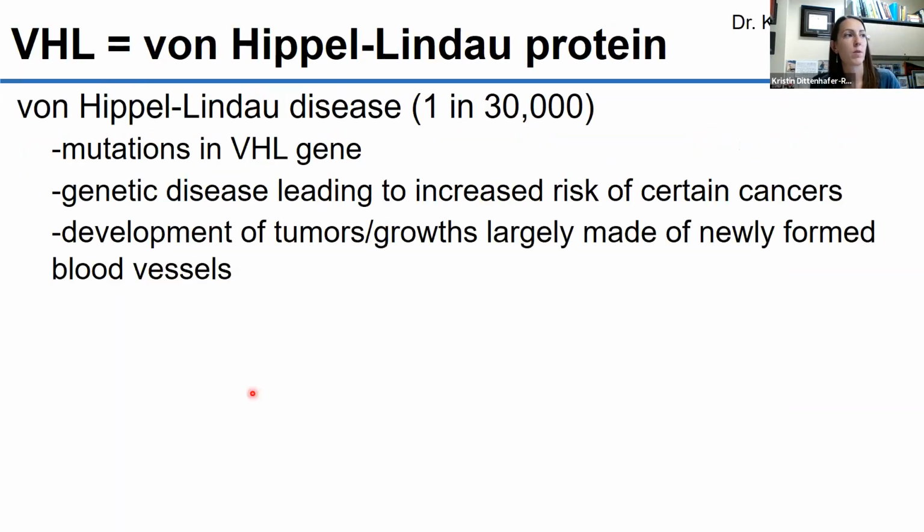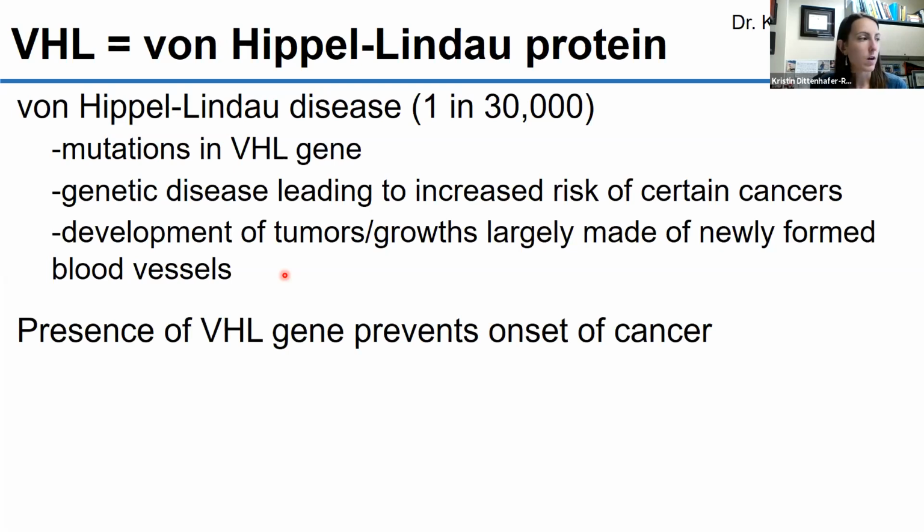So what is this von Hippel-Lindau protein? Just to put it in context, this was Dr. Kaelin's discovery, the second person awarded the Nobel Prize. He was studying this disease called von Hippel-Lindau disease. This is a genetic disorder that afflicts about 1 in 30,000 people, and it's due to mutations in the gene for the VHL protein. So mutations in this gene then cause defects in the protein's function. Again, it's genetic, and it was shown to lead to an increased risk of a number of different cancers. And it also leads to the development of tumors or growths that look largely like newly formed blood vessels.